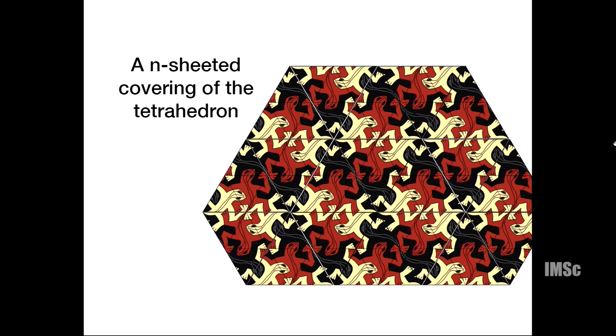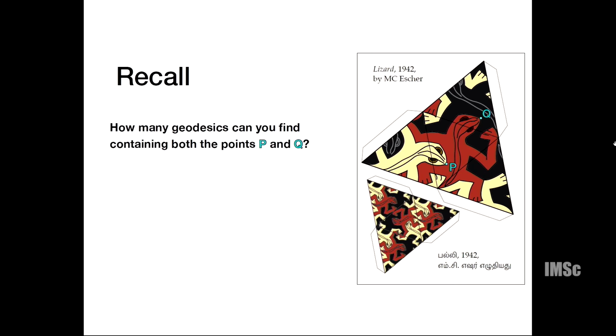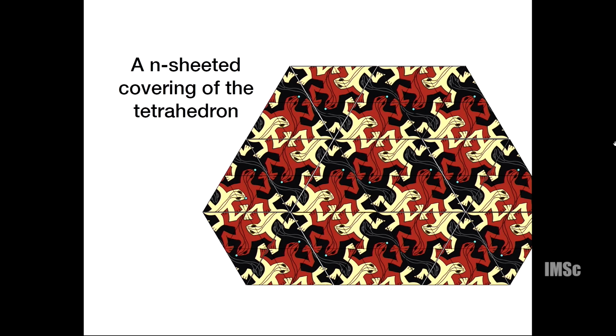So this is actually an infinite sheeted covering of the tetrahedron. For any n, we can keep adding more and more. So now using this, can we go back to the question that I asked of how many geodesics we can find from the nose of the yellow pulley to the nose of the red pulley? So I've marked these noses. There's infinitely many, right? You can see many, many different geodesics you could draw here.